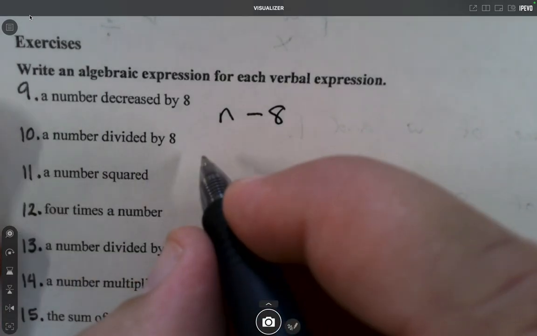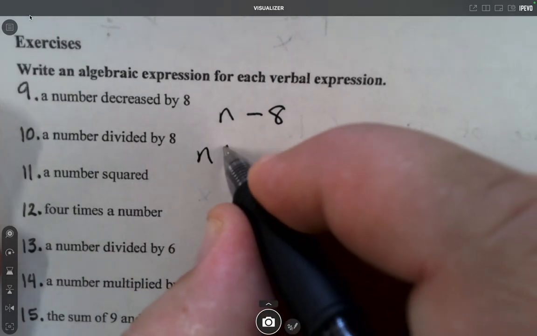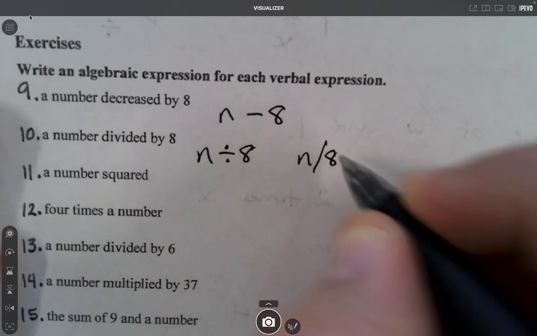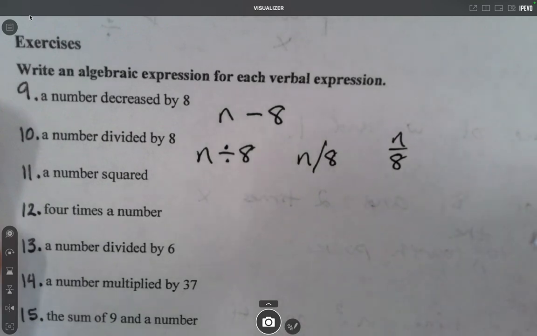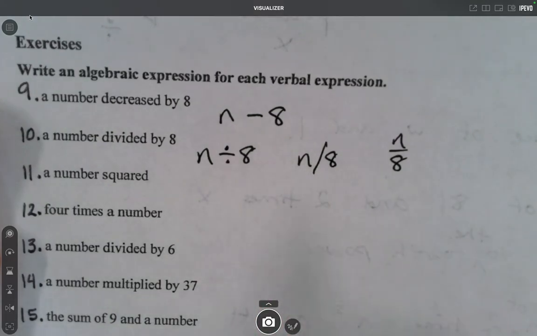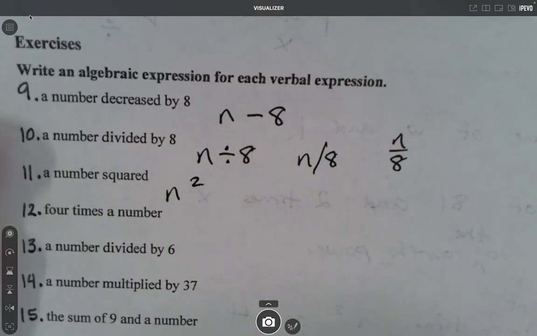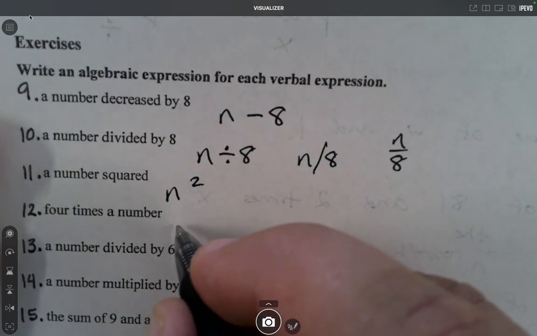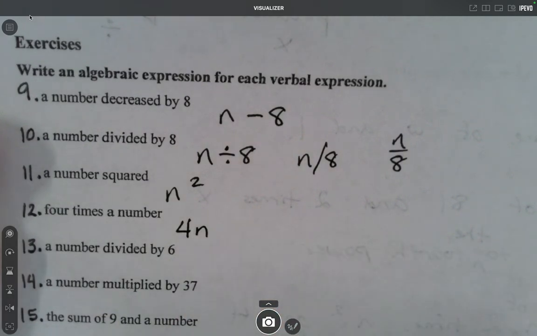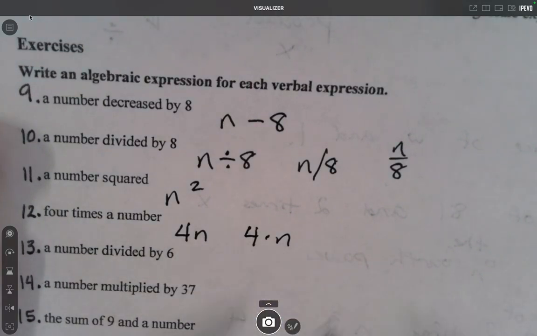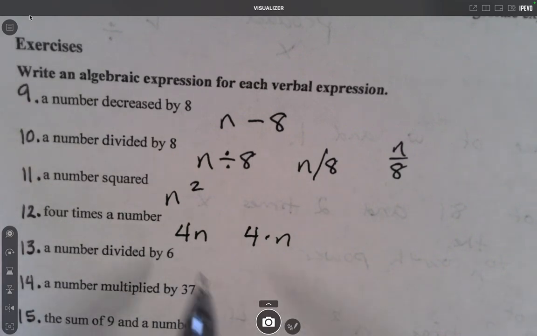10, a number, divided by 8. And I would accept it written like this, or like this, or like this. You only have to write one of these. I'm just saying all 3 of them would be an acceptable way to write it. 11 says a number squared. 12, 4 times a number. Now if you want to write 4 times a number, that's fine. Those are both good answers. You don't have to write that though, because it's assumed when you write a number and a variable next to each other. But both of these answers are good.